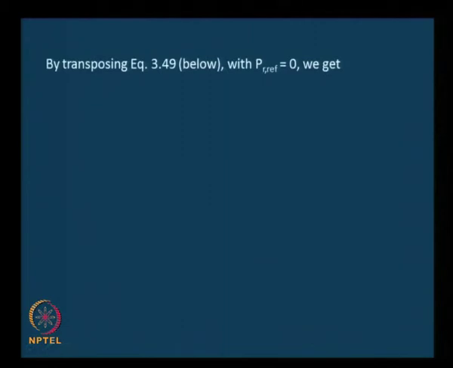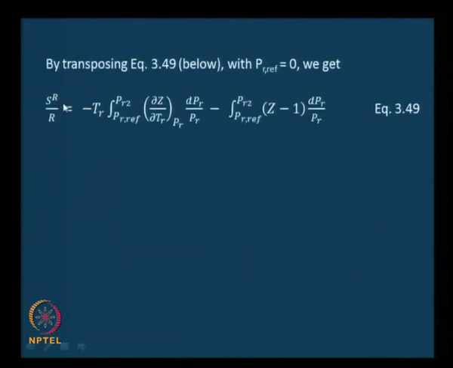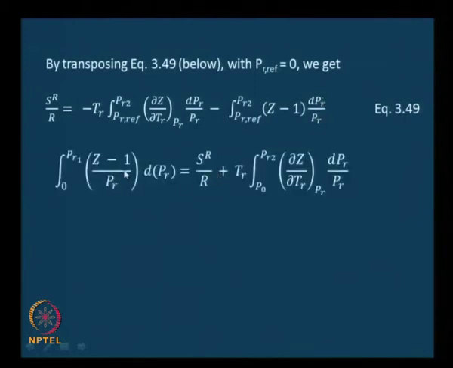Now, by transposing equation 349 below, think of the second hint that was given, try to express it in terms of the other reduced properties SR and HR and so on. The 349 equation is given here for quick reference. 349 was SR by R equals minus TR times the integral from 0 to PR of dou Z dou TR at constant PR by PR dPR, minus the integral from 0 to PR of (Z minus 1) by PR dPR. And this can be written as the integral of (z minus 1) by PR dPR equals SR by R plus TR into the integral from 0 to PR of dou z dou TR at constant PR dPR by PR.